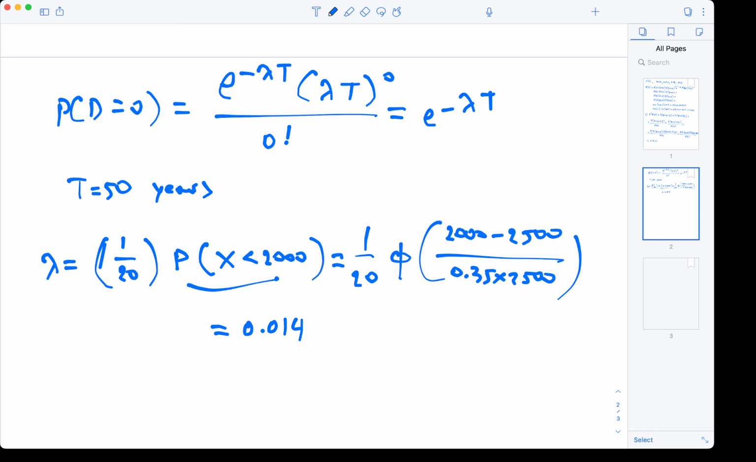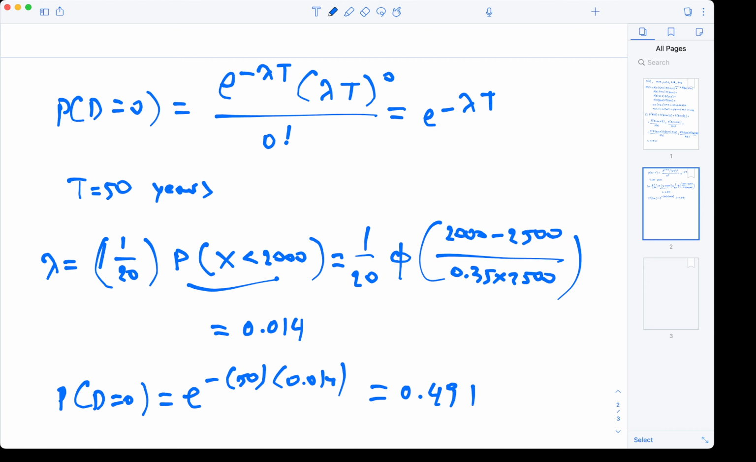So now that we know lambda, we know t, we can just put everything in this equation. So we have e to the minus 50 times 0.014. So that will get us to 0.491.